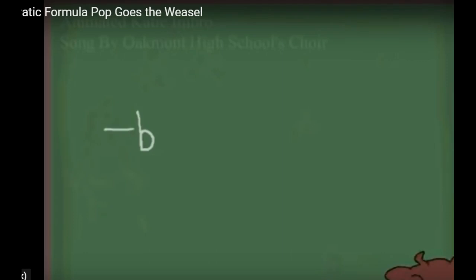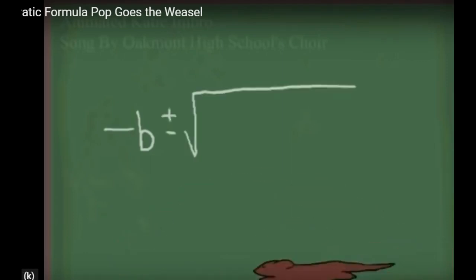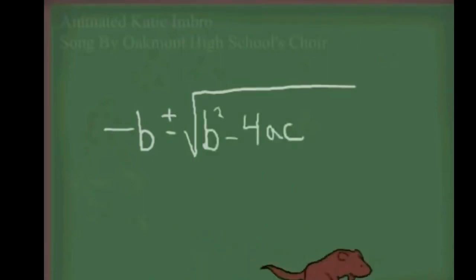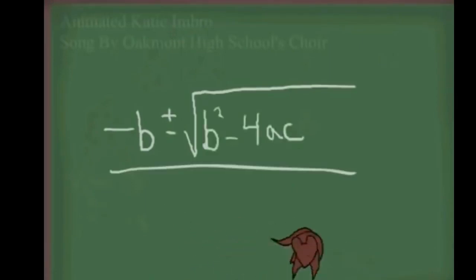So, ready? The quadratic formula is Negative b plus or minus the square root of b squared minus 4ac all over 2a.